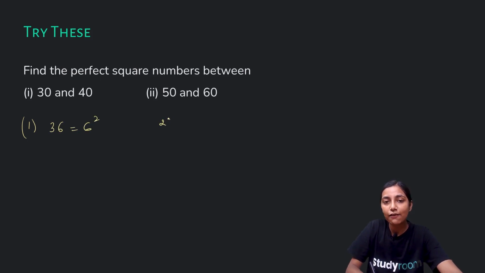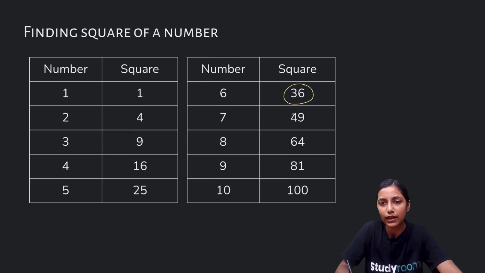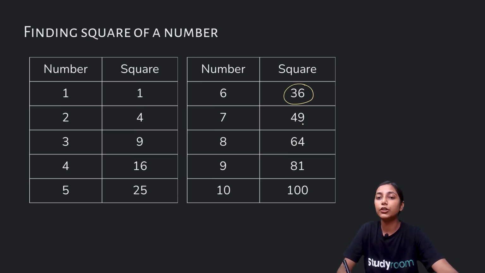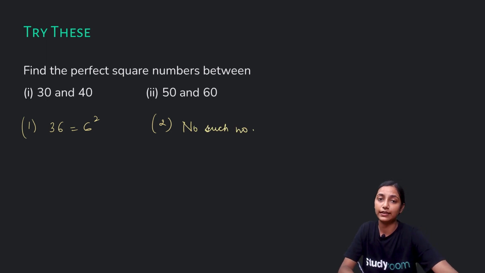Next up, we have a perfect square number between 50 and 60. Let's go back. Here we can see 49 and then 64. You can see that we do not have any perfect square between 49 and 64. No such number exists between 50 and 60, because we have 49 and after that we have 64, with no number in between these two.